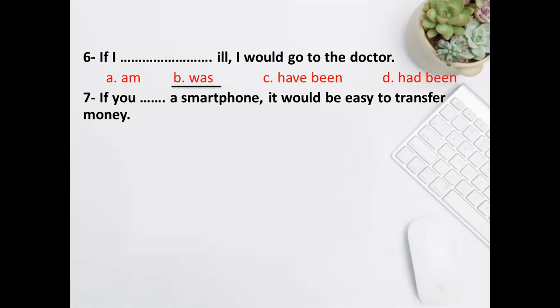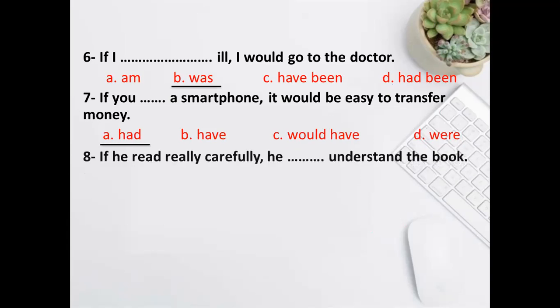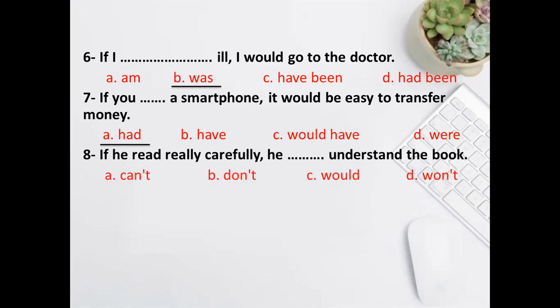Number 7. If you had a smartphone, it would be easy to transfer money. If you had, have, would have, were. After if we use the past simple. Where is the past simple? If you had. Super excellent. Number 8. If you read really carefully, he would understand the book. Can't, don't, would, won't. Would.